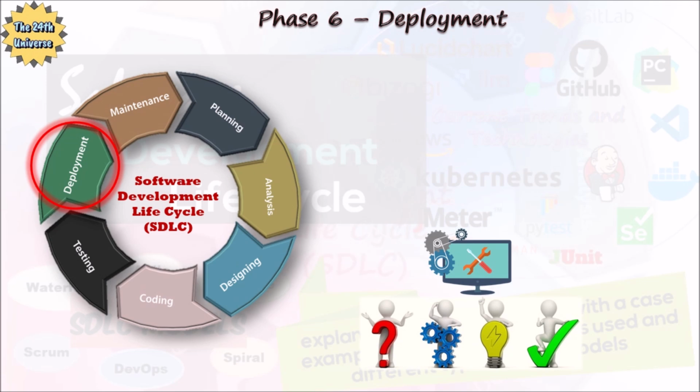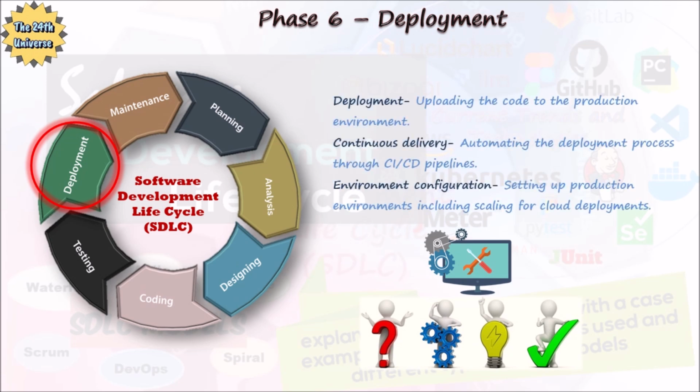The key activities involved here are deployment, uploading the code to the production environment, continuous delivery, automating the deployment process through CI/CD pipelines, environment configuration, setting up production environments, including scaling for cloud deployments.